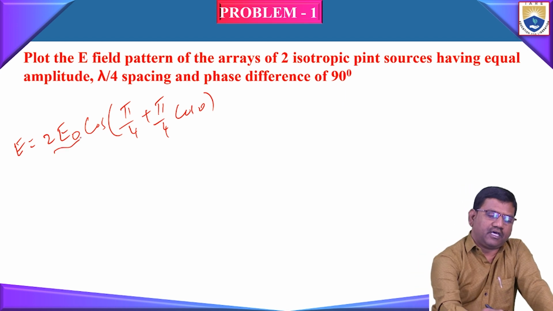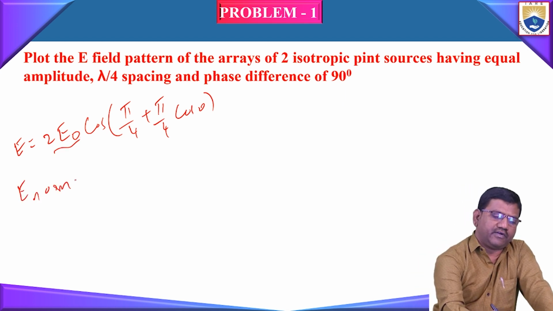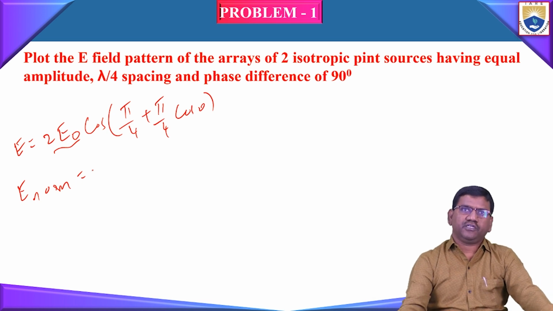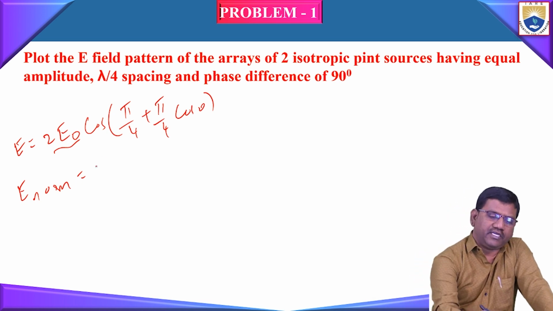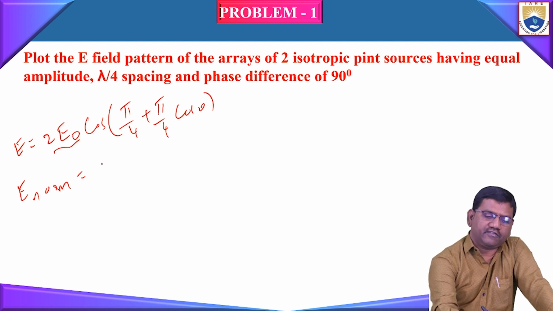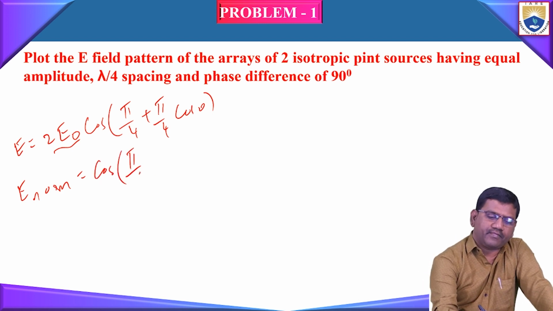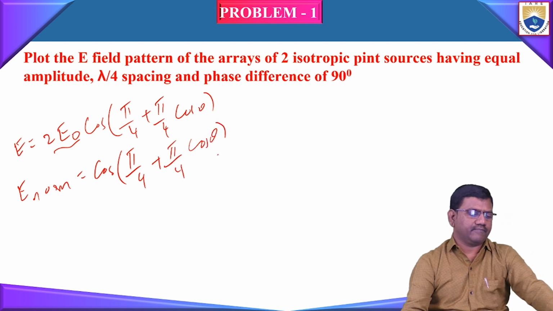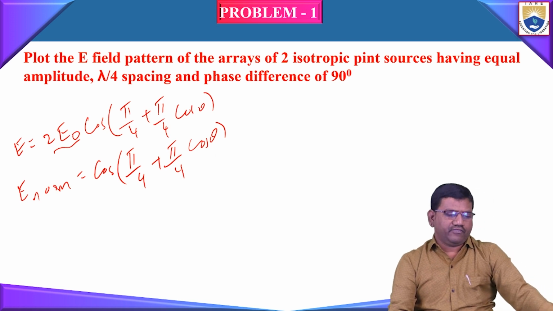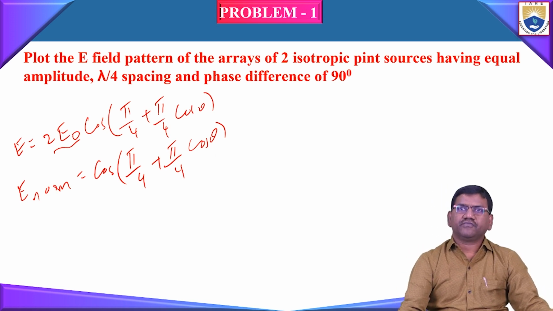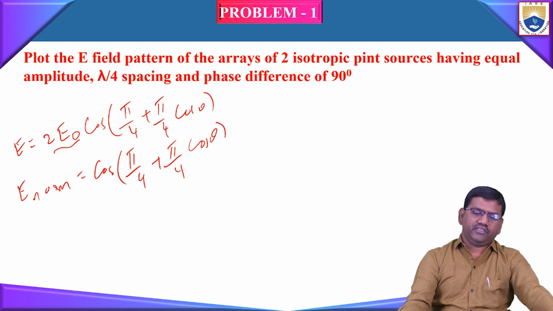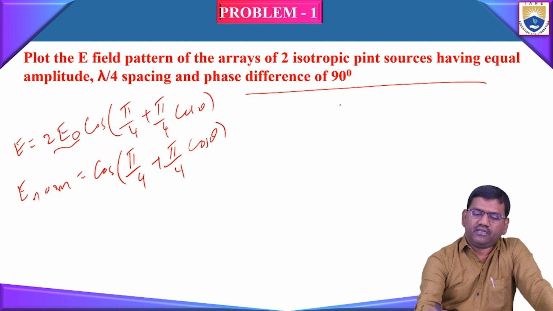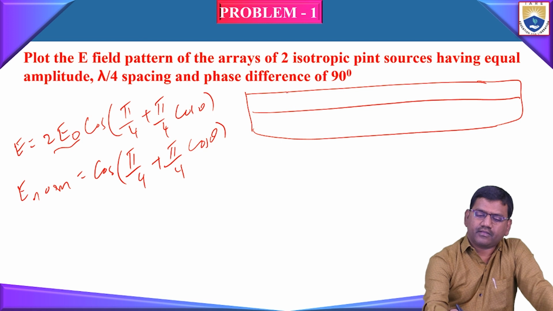Let us assume this as E norm, a normalized function. By assuming the maximum value of 2 E naught as 1, you will get E normalized, that is the normalized electric field, as cos of pi by 4 plus pi by 4 cos theta. Now we need to find out the value of E for different values of theta. Let us draw a table here. Assume this as theta, assume this as E.